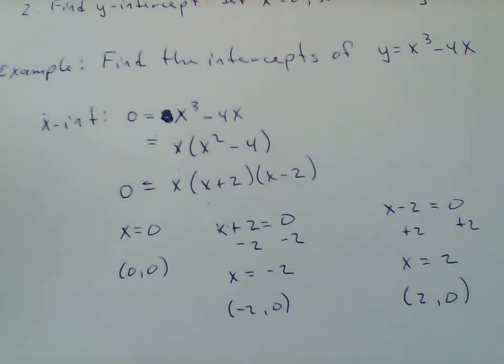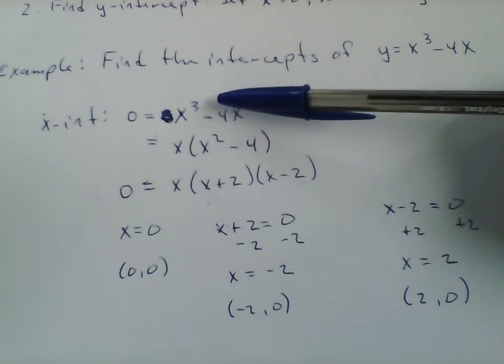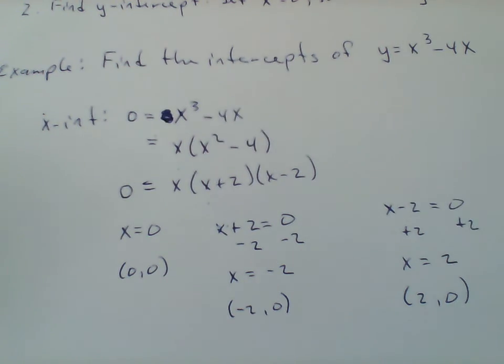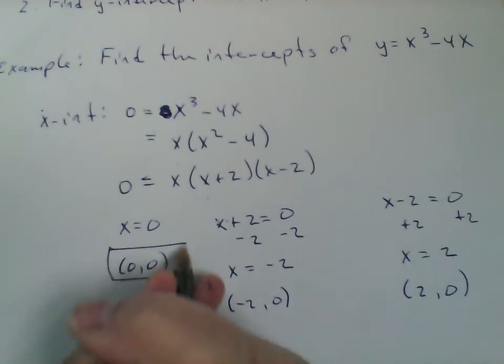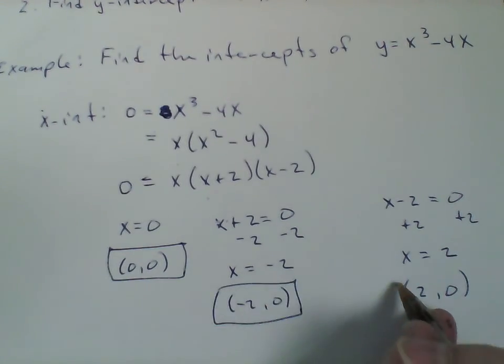Now there are things I know, like I know that there can't be more than 3 intercepts because we have a power of 3 on that equation. So I can't have more intercepts than the degree of the equation itself. I would have to have 3 or less. So we found our x-intercepts. Here they are: (0, 0), (negative 2, 0), and (2, 0).